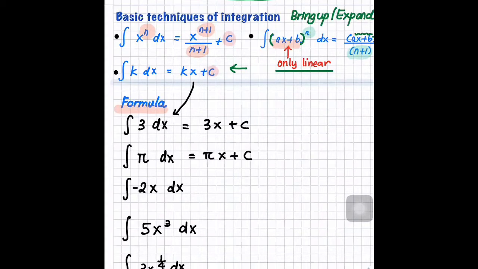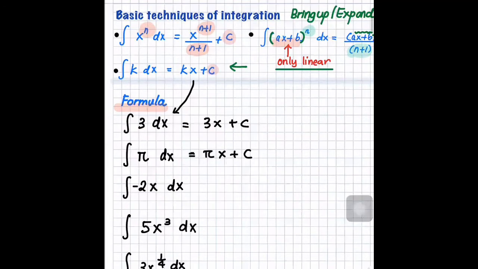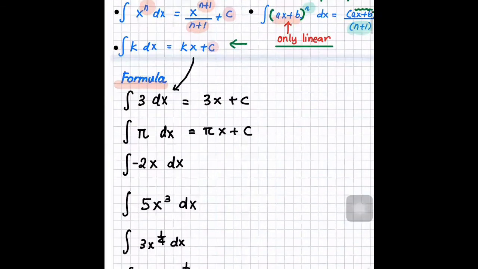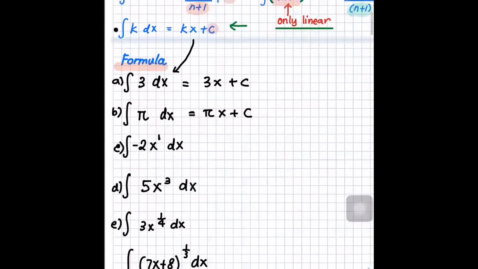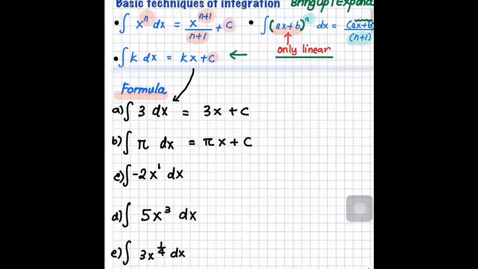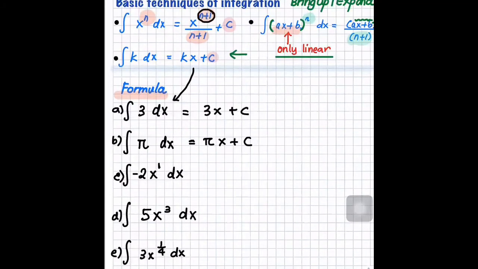I am introducing an x term now. So I want Harry to help. Harry, what is the power of the x in this question here? X power what? 1. Very good. Okay, now I want you to apply the formula and tell me. So now if I'm having a 1 here, what will happen to my integrated power? X power what now? 1 plus 1 is what, Harry?